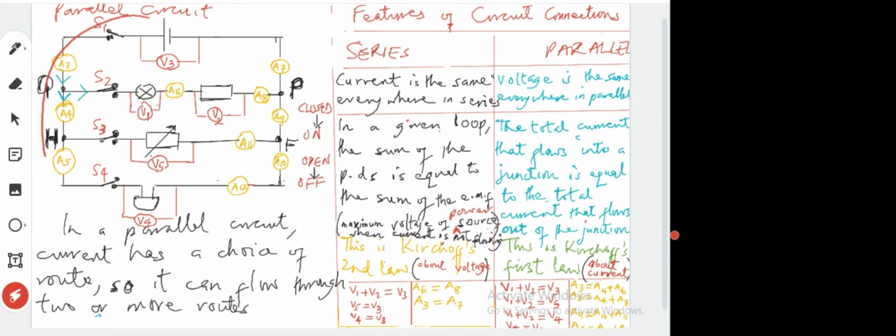You know, this entire circuit is parallel because some current can flow through one route, some through another route. But even in this parallel, there are some components that are in series, like this lamp here and this lamp. Why are they in series? Because they have the same amount of current flowing through them.